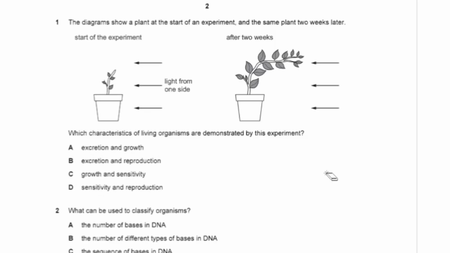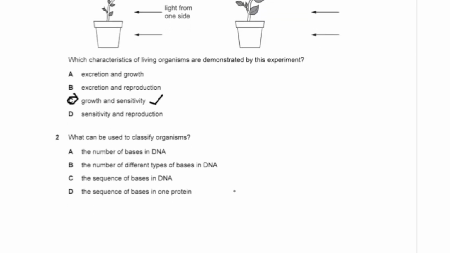Looking at the plant closely, you would see that the plant has grown. It has increased in size, so growth will be ticked, and then it's also tilting towards light. So we are safe to say that the 2 options you have there are growth and sensitivity. So option C becomes the correct answer.